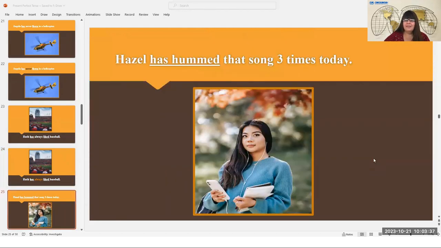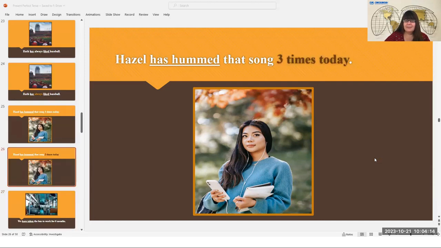Hazel has hummed that song 3 times today. Now, the verb hum, if you don't know what that means, it is when you have a song and you don't sing it, but it's, that's humming, okay? So Hazel has hummed that song 3 times today. So we're talking about today. We don't know what time today, but at 3 different times, she has hummed that song. So it's a repeated activity. And so that's why we have 3 times today.